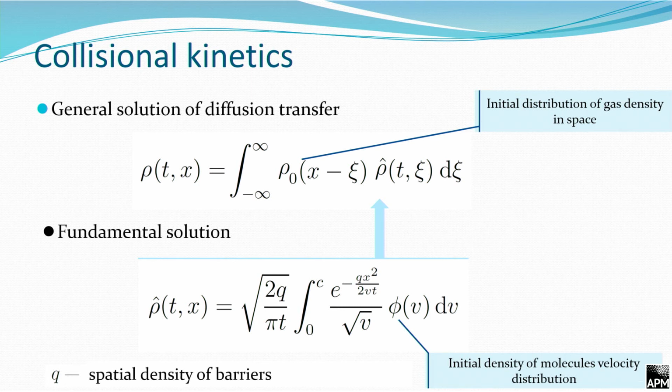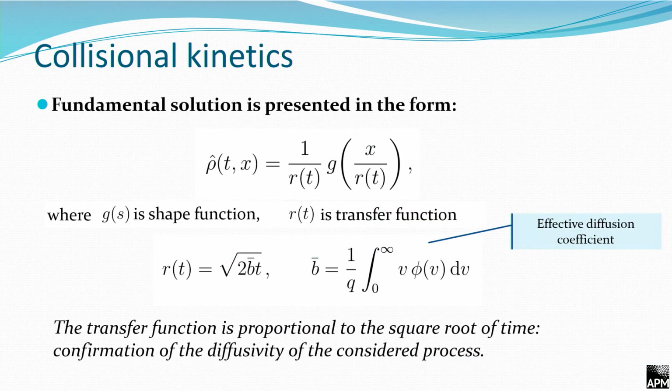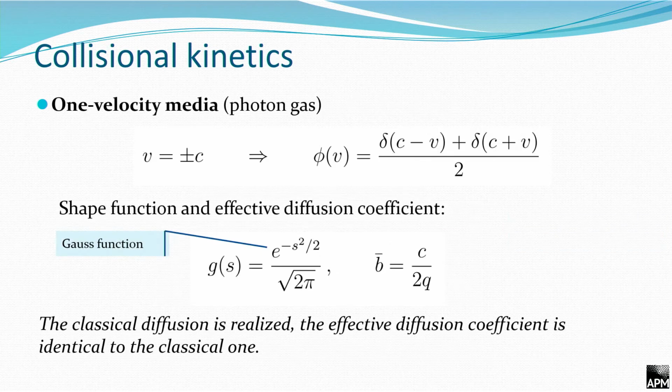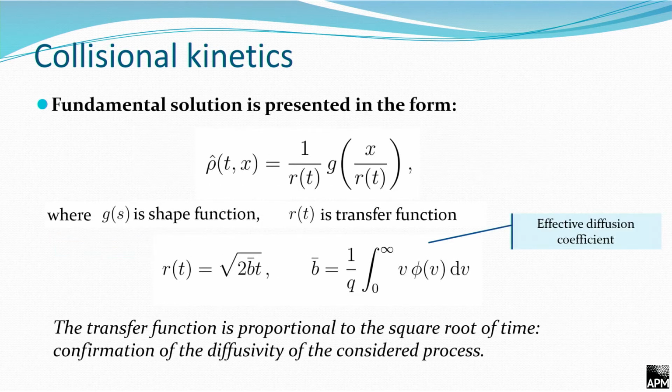So we have here the shape function and the initial conditions, and what is important, we can decompose this solution in the following form, where we have the transfer function and the shape function. The transfer function will be equal to a square root, so it proves that this is diffusion. And the shape function depends on the type of velocity distribution in the gas.